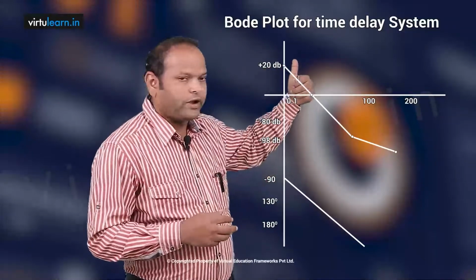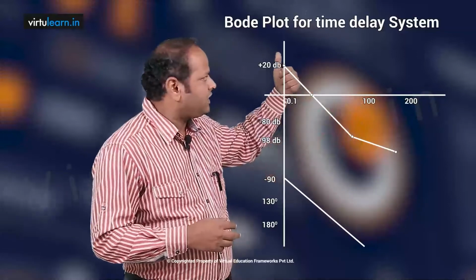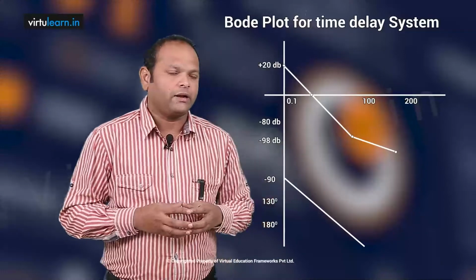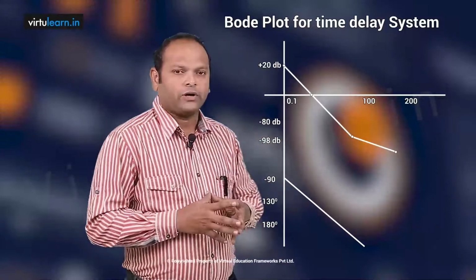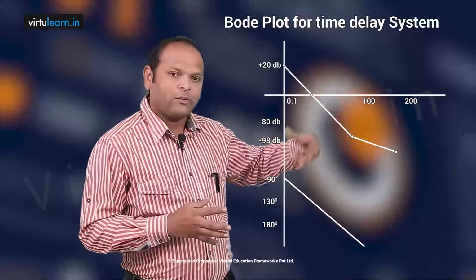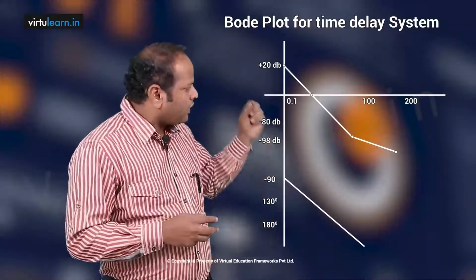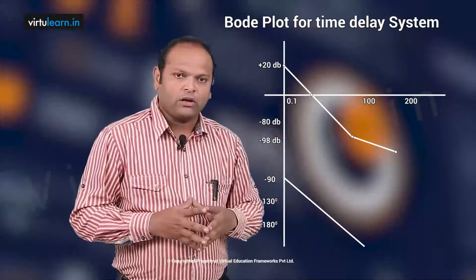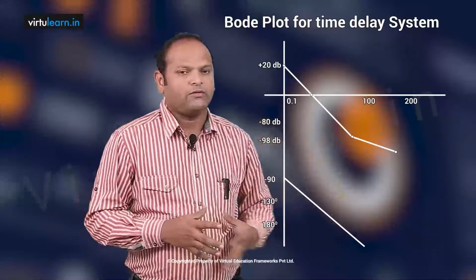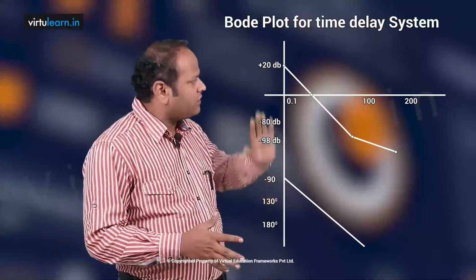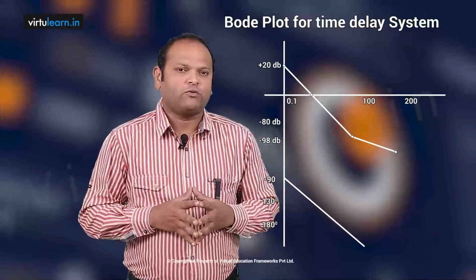So initially I have 20 dB, then I have minus 20 dB per decade, minus 40 dB per decade, minus 60 dB per decade. Now similarly, there is a set of values available for the phase angles. From the phase angle table I can look at all the points and draw the smooth curve, and that will be the phase plot. So having this magnitude plot and phase plot, we can find the critical values.